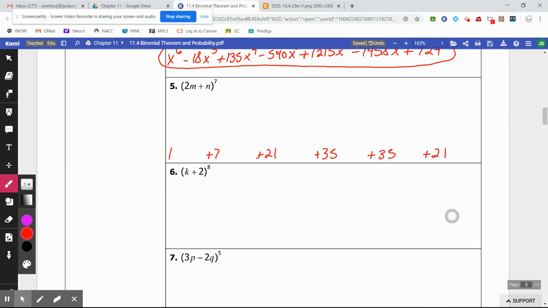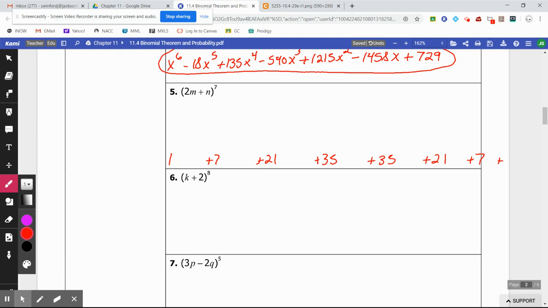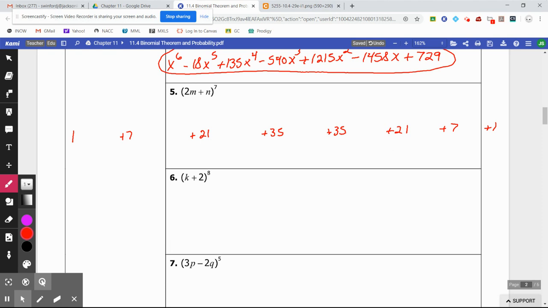Positive 21, positive 7, and positive 1. I ran out of room there. Let me again pause this and spread those out a little bit. Okay, now there's our different numbers. And again, we do the same thing. We start with our first term of the binomial.